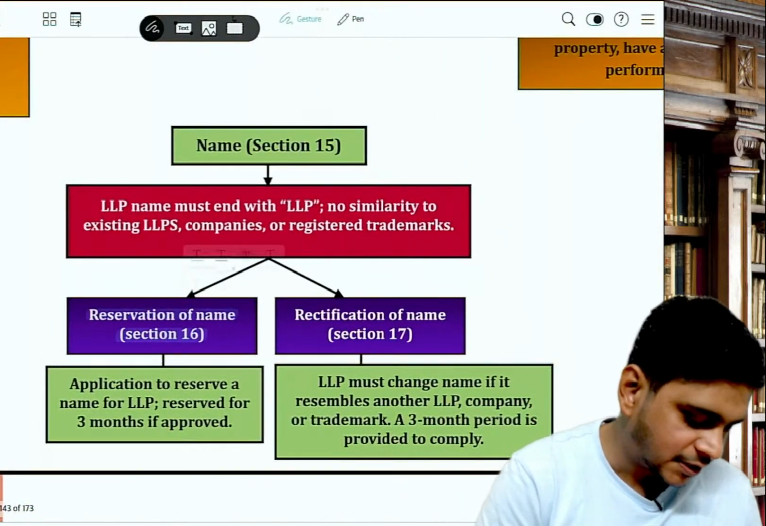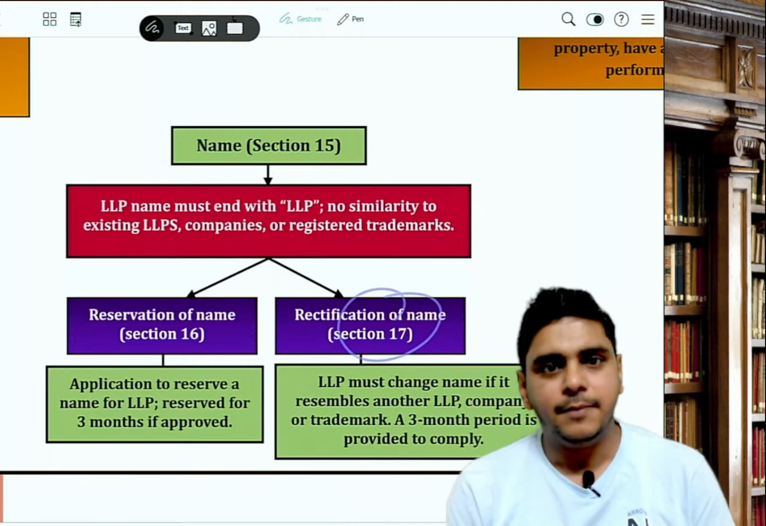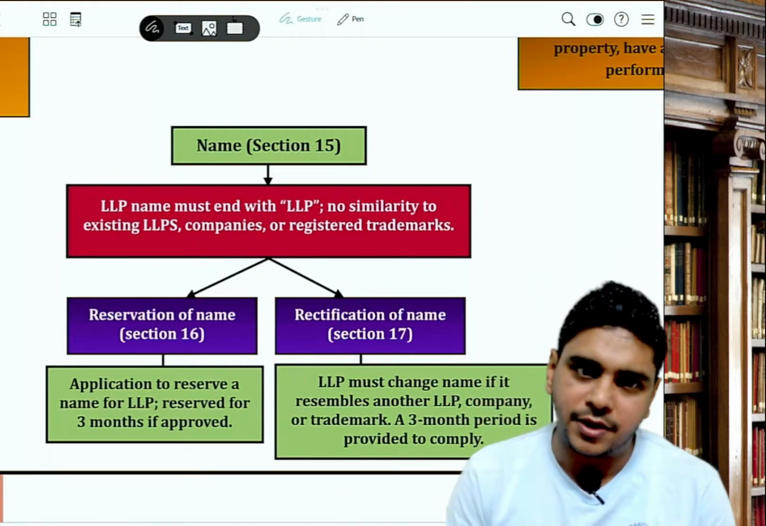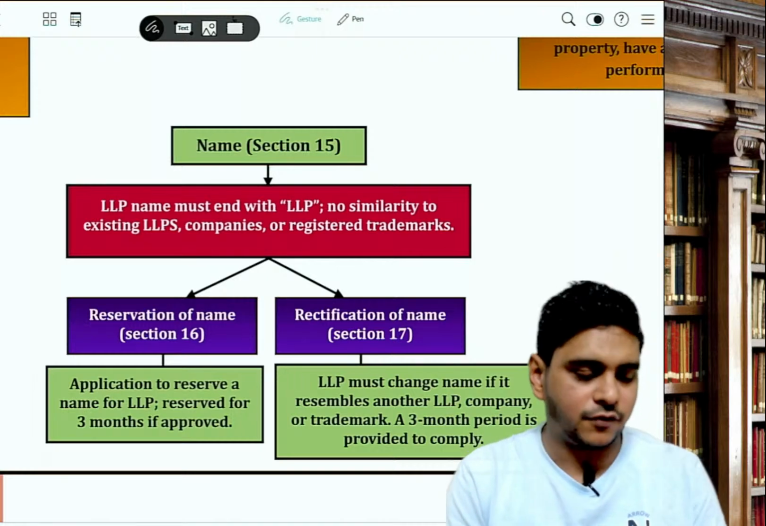Section 15, Section 16, Section 17. Very important. Name clause, reservation of name and rectification of name.